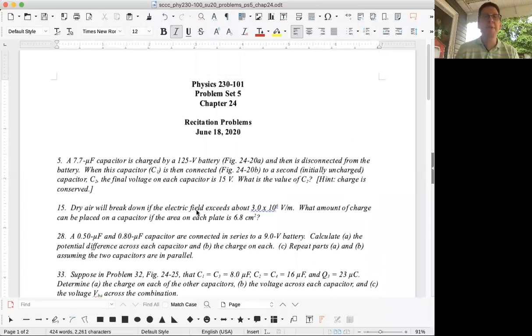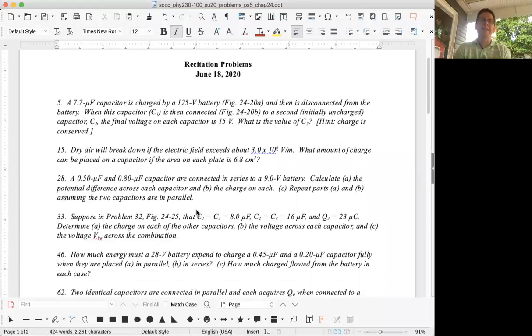The first problem is problem number 5. A 7.7 microfarad capacitor is charged by a 125 volt battery and is then disconnected from the battery. When this capacitor is connected to a second initially uncharged capacitor, C2, the final voltage on each capacitor is 15 volts. What is the value of C2? The hint they give is that the charge is conserved.